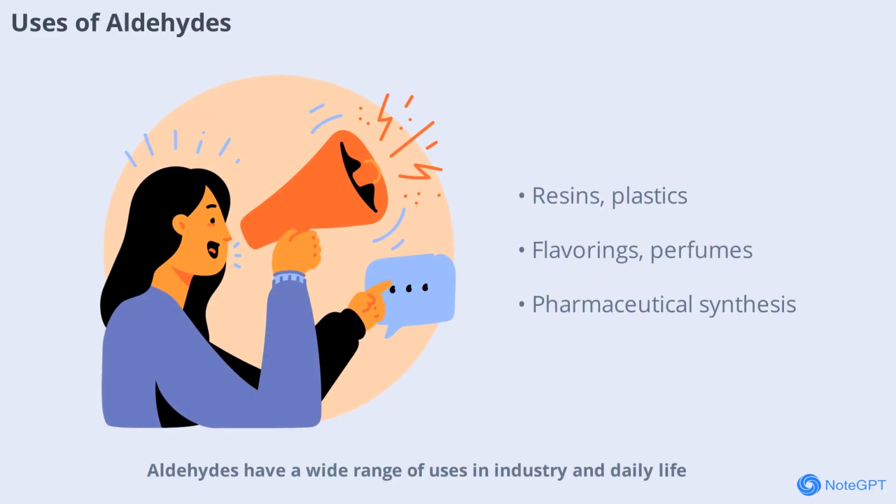Aldehydes have a wide range of uses in industry and daily life. Formaldehyde is used in the production of resins, plastics, and disinfectants. Benzaldehyde is a key ingredient in flavorings and perfumes. The reactivity of aldehydes makes them valuable intermediates in the synthesis of pharmaceuticals and other chemicals.